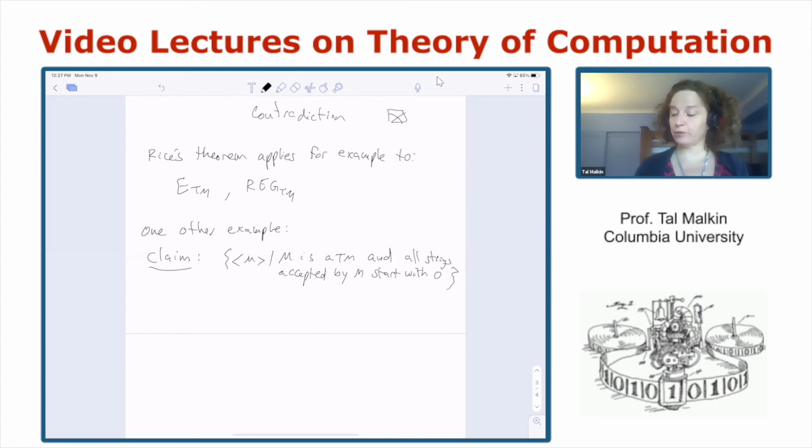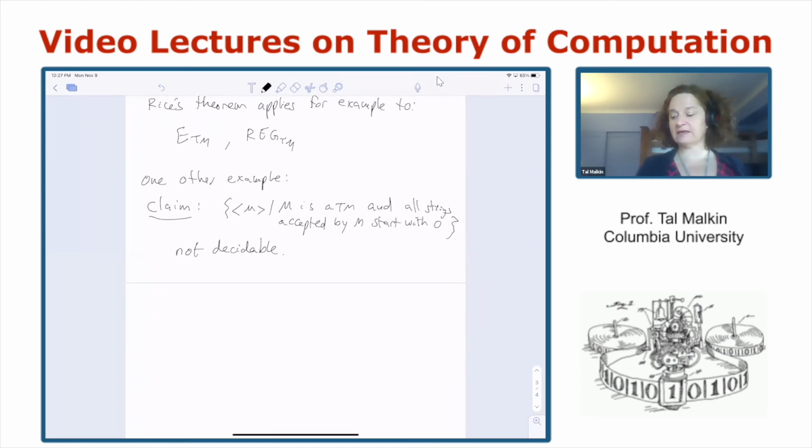Okay, so this is some property, and I'm claiming that this is not decidable. Which means there is no algorithm that takes as input a program or a Turing machine and tells you correctly whether or not that program accepts only strings that start with 0 and no other strings. So this is not decidable in general. So here is a proof.